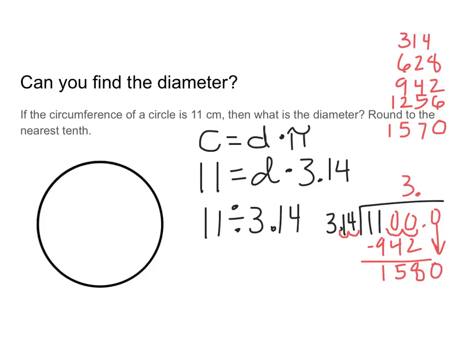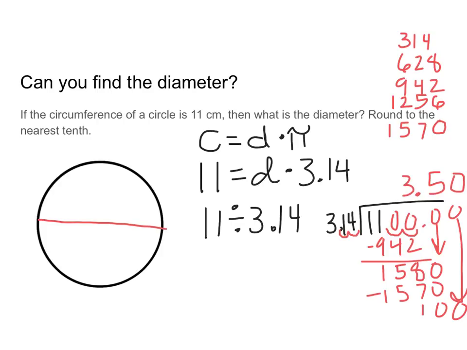And 314 goes into 1,585 times. And they just asked me to go to the tenth, so I'm going to stop there because that came really, really close. So, well, I guess I could do the next step just to finish it up. 1570, that's going to give me 10, and it's not going to go into 100, so I'll need to bring down another 0. So it'll be a 0 there. So we'll say that the diameter is approximately 3.5 centimeters.